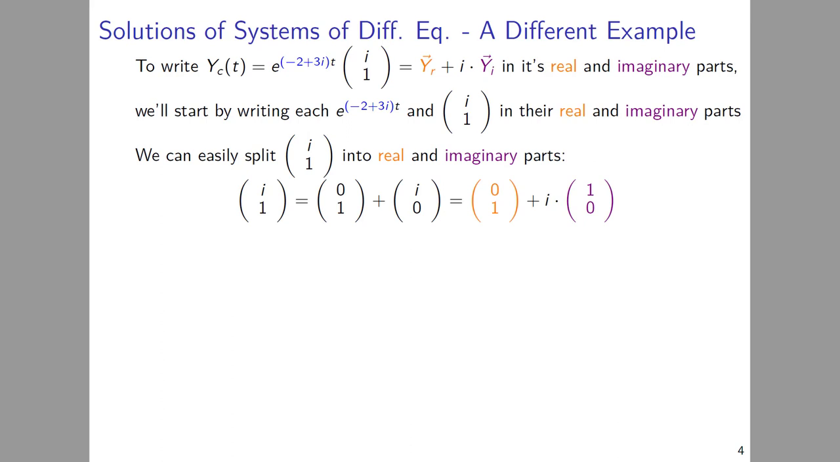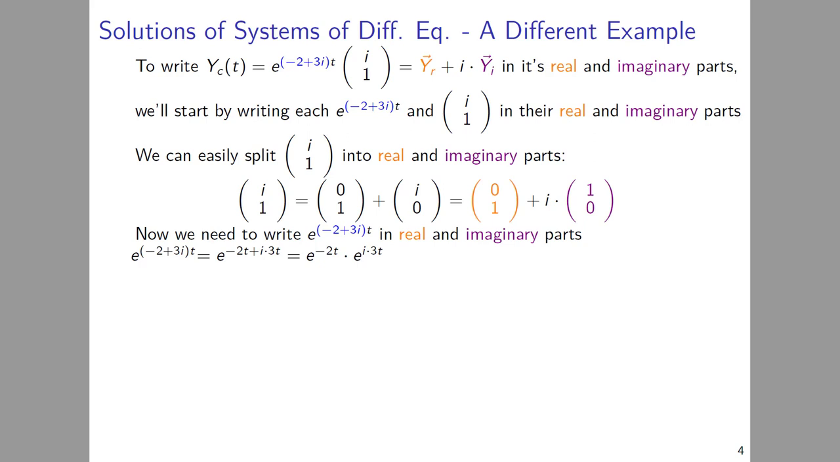Now that we have the vector written in its real and imaginary parts, we need to write e to the negative 2 plus 3it in its real and imaginary parts. To start, we'll distribute the t in the exponent. e to the negative 2 plus 3it is equal to e to the negative 2t plus i times 3t. And this can be rewritten as e to the negative 2t times e to the i times 3t.